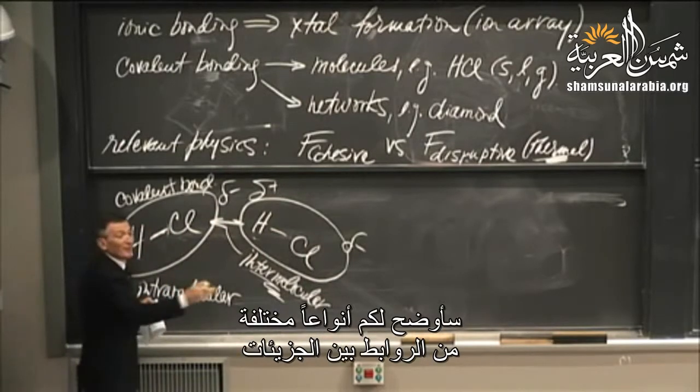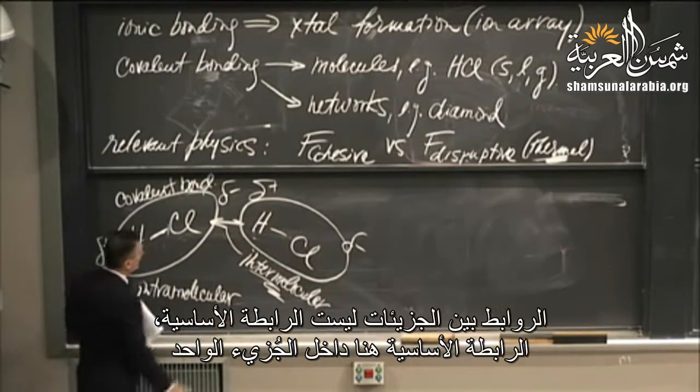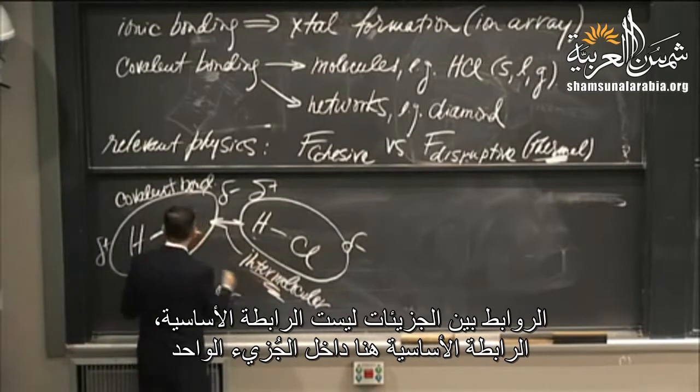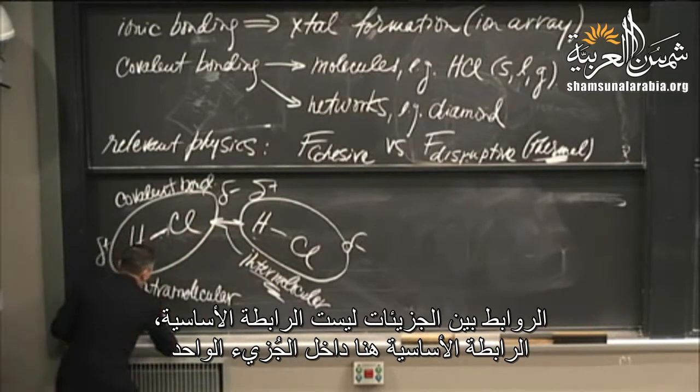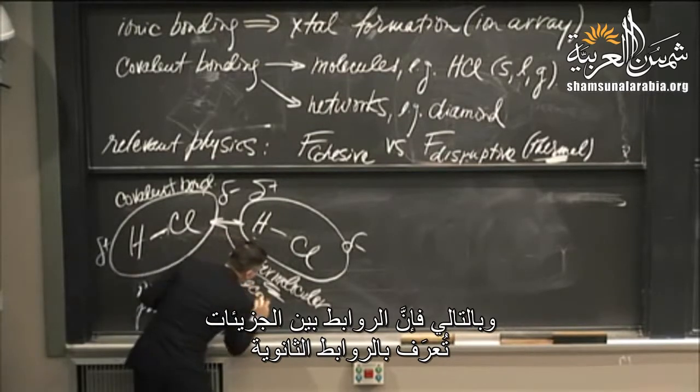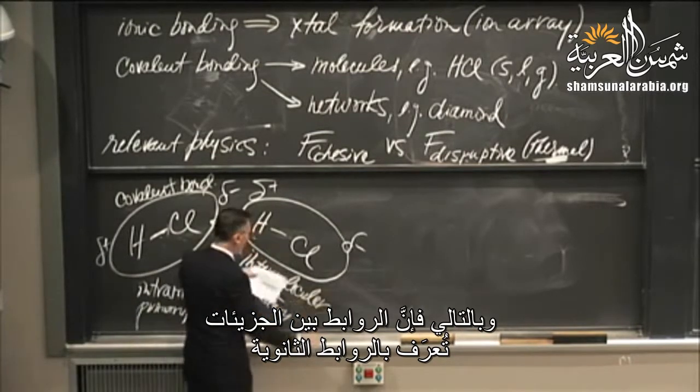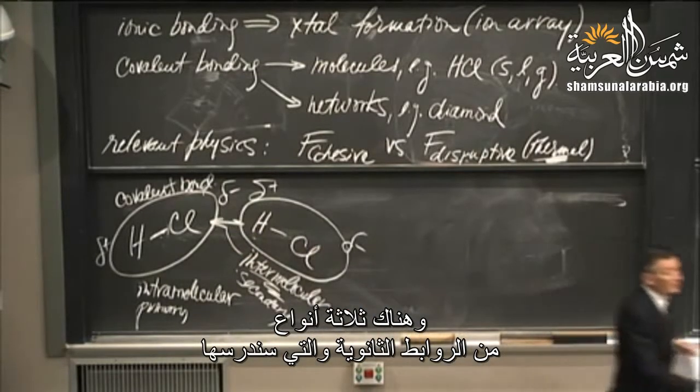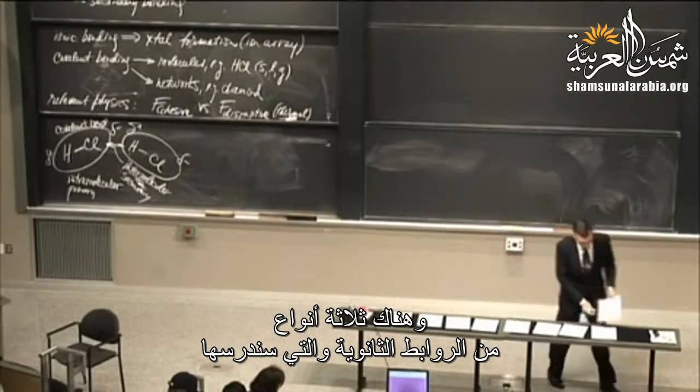And I'm going to show you the different types of intermolecular bonds. This intermolecular bond isn't the primary bond. The primary bond is here, inside the molecule. So the intermolecular bond is known as a secondary bond. And there are three types of secondary bonds. We're going to look at them in turn.